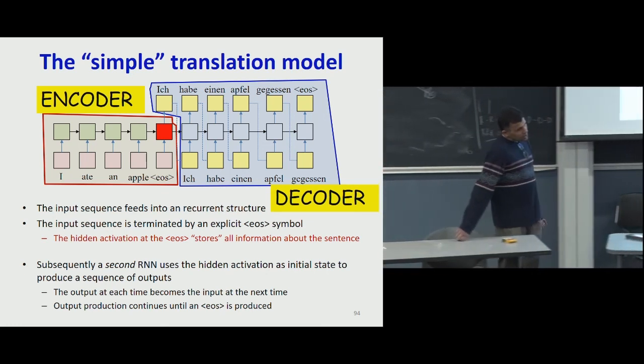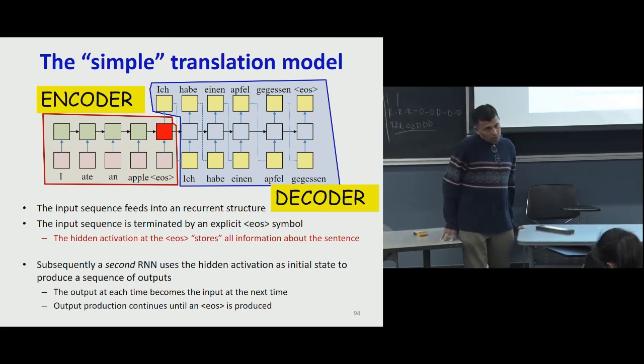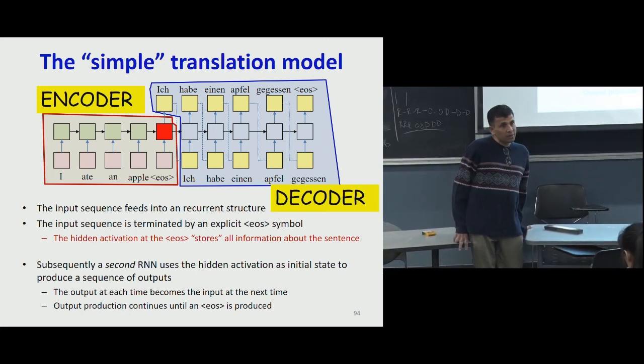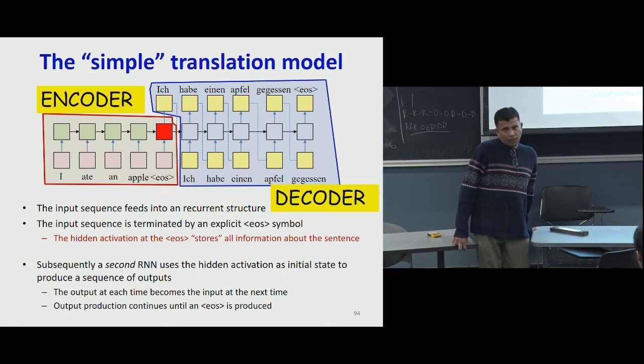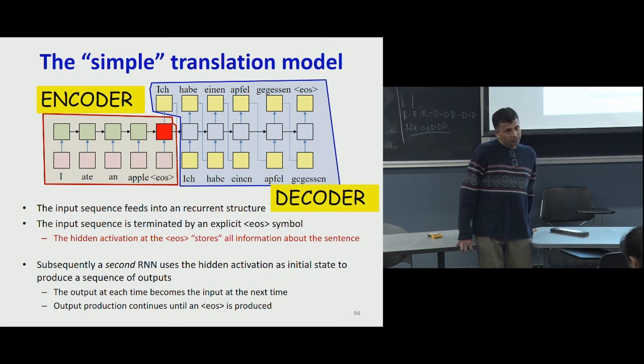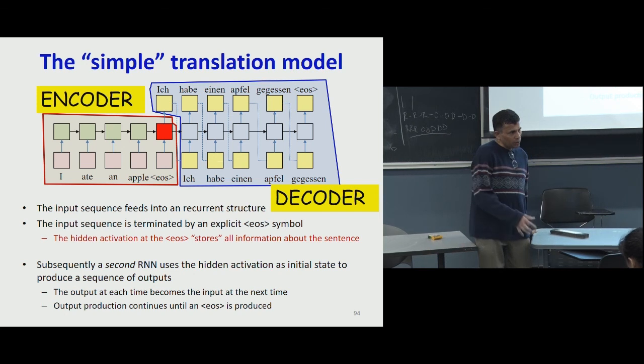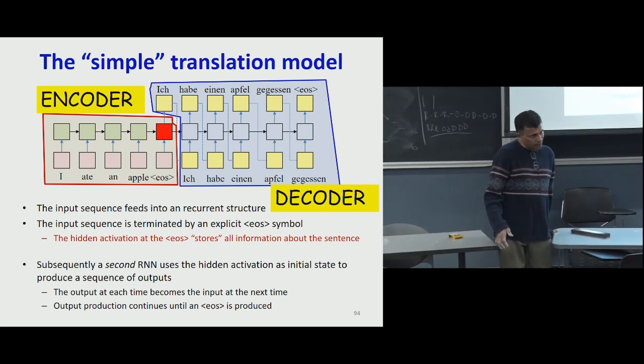We're going to conceptualize this model as having two components. The first is the component that processes the input and generates a hidden representation in the red box. We'll call this the encoder. The second is the block that takes the representation in the red box, processes it, and generates the output. We'll call this the decoder. So you have an encoder and a decoder.